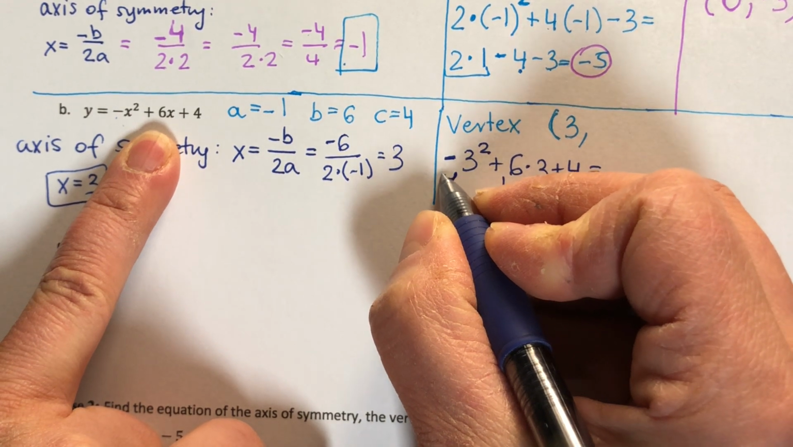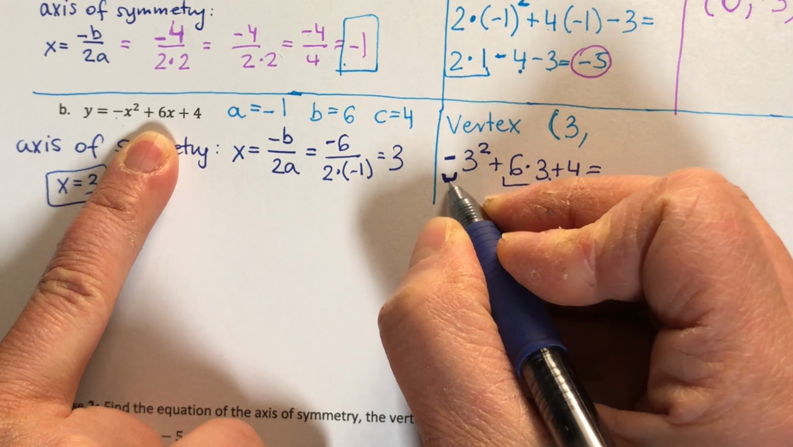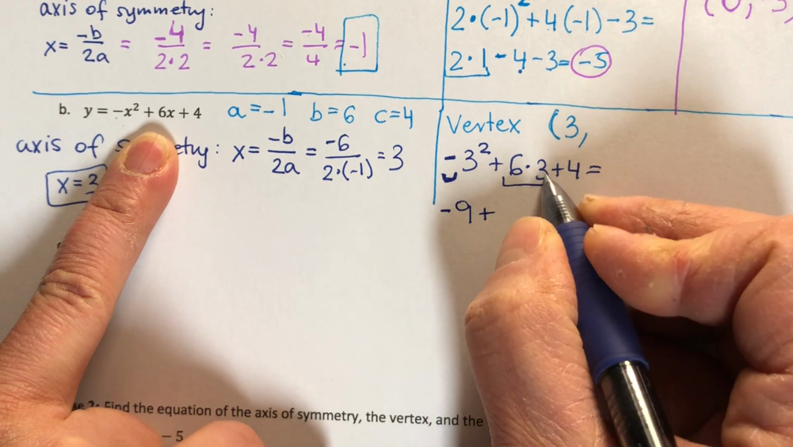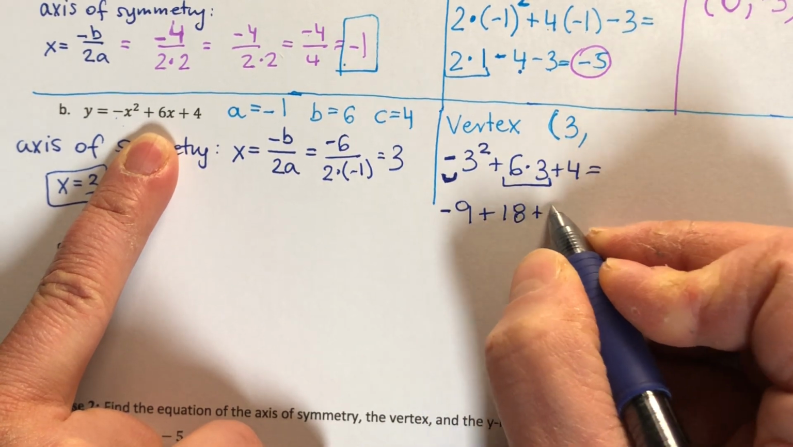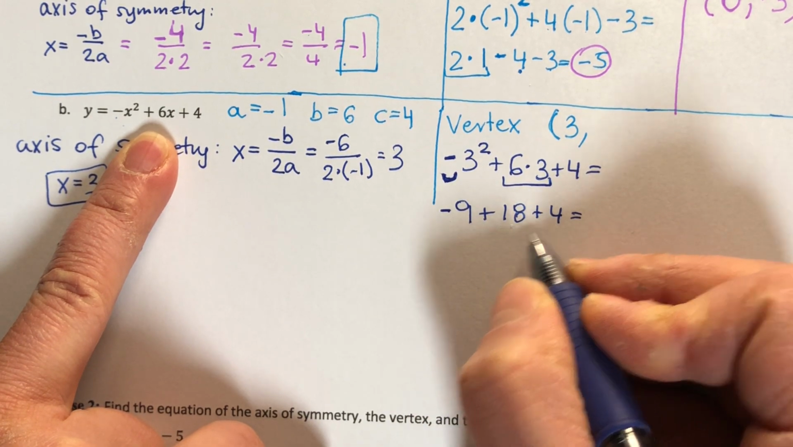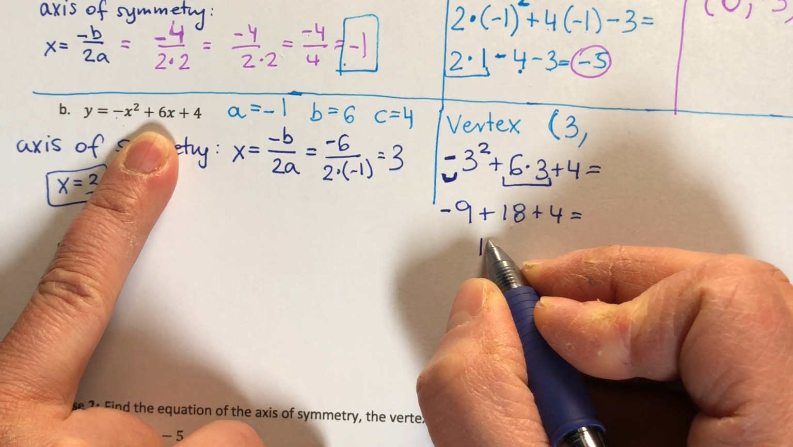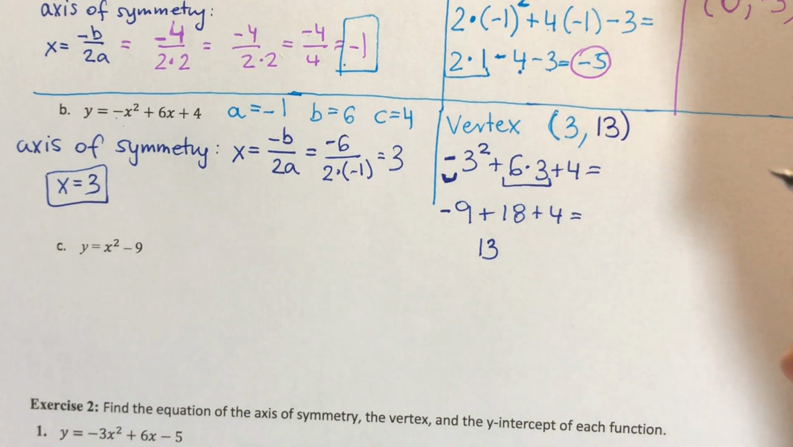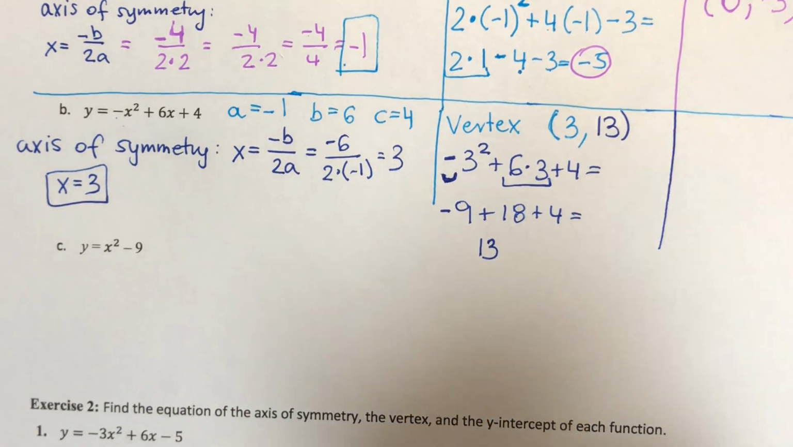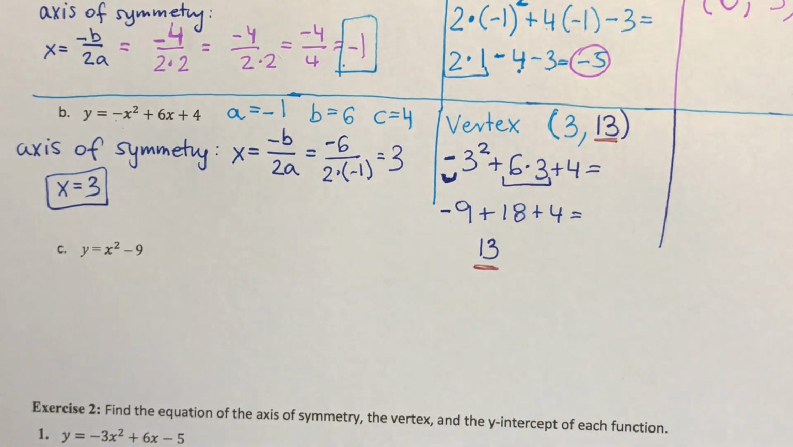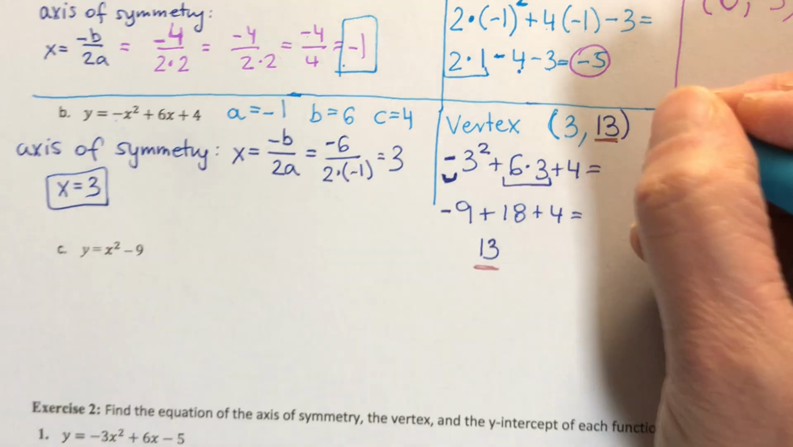Make sure you follow the order of operations. Notice we are not going to square this negative sign, we are just squaring the 3. So I am going to have negative 9 plus 6 times 3 is 18, plus 4. Negative 9 plus 18 is 9. 9 plus 4 is 13. And that is going to be the y-coordinate of our vertex. All right, so notice I did put it in right in here. I know what the vertex of my parabola is.